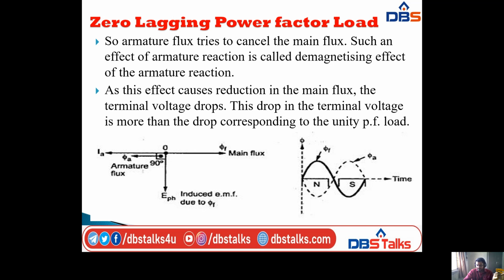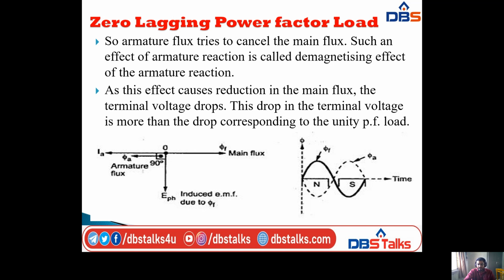In the previous case, the unity power factor load, we had the cross magnetizing effect. Here we have the demagnetizing effect of armature reaction, because the armature flux tries to cancel the main flux. As this effect causes reduction in the main flux, the terminal voltage drops. This drop in the terminal voltage is more than the drop corresponding to the unity power factor load.